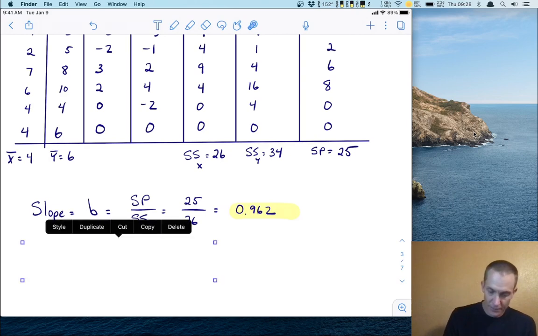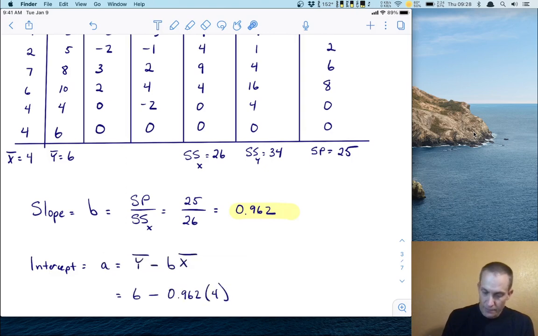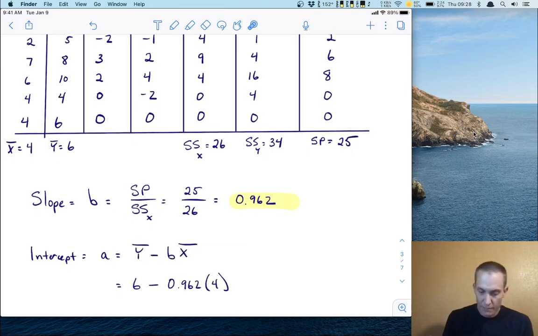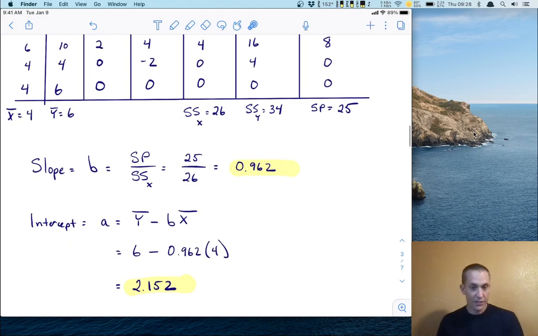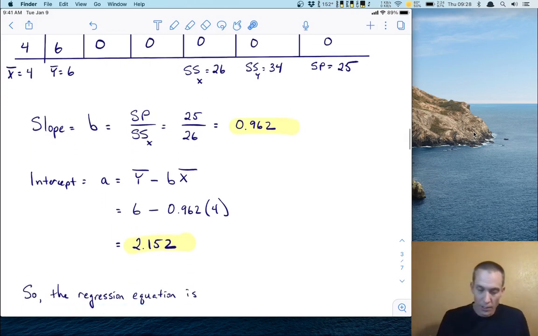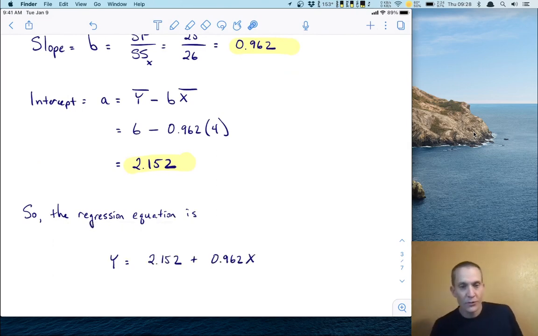find the intercept. So remember, the intercept a is y bar minus b times x bar, where y bar and x bar are the means respectively. So we'll plug those means in, and that's going to be a mean of 6 minus this new slope that we found times 4. And if we work out what that is, we get an intercept of 2.152. So that tells us that that red line we drew in our scatter plot has this equation. Y equals 2.152 plus 0.962 times x.